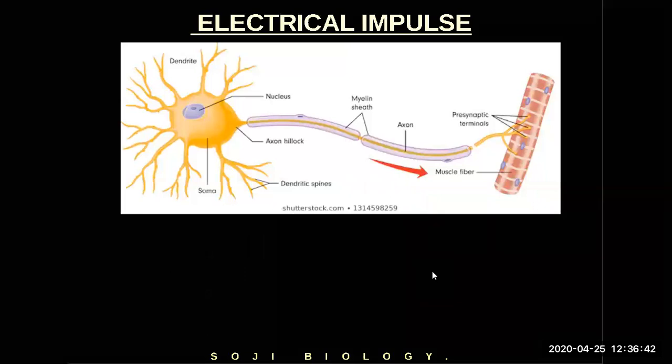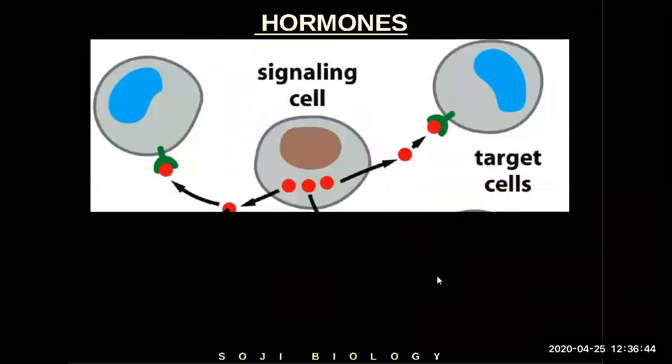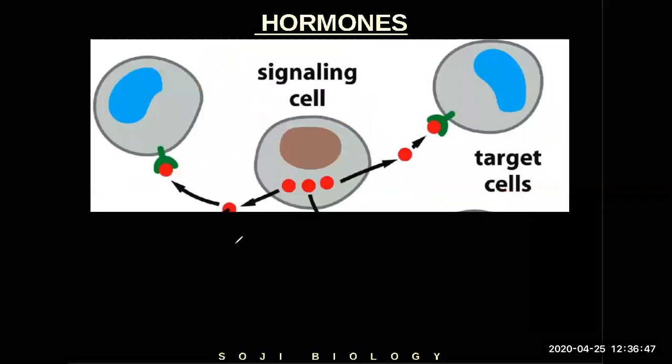To overcome this problem, what animals have done is they started producing another molecule known as hormones. These are the hormones. And what is a hormone? Hormones are produced by the cells that you can see. That's a signaling cell. These cells produce hormones. These hormones go and bind to the surface of other cells in the body.